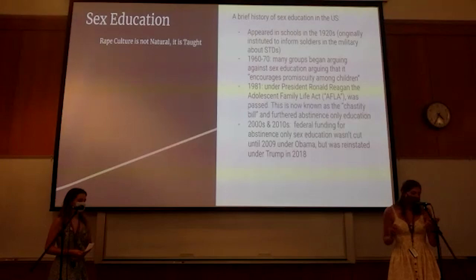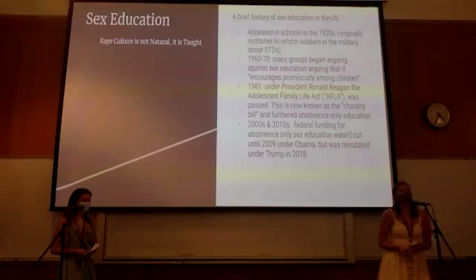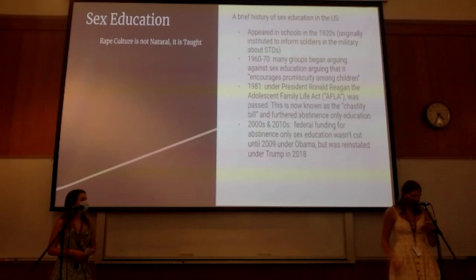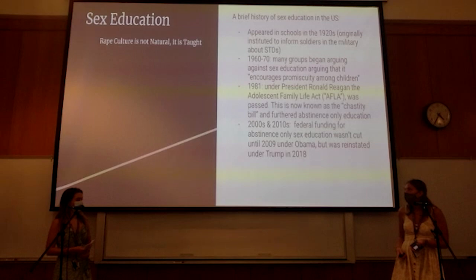And then in 1981, under President Ronald Reagan, the Adolescent Family Life Act was passed, and this became known as the Chastity Bill. This was federal funding for abstinence-only sex education. This continued throughout the 90s, and the only time federal funding has been cut for abstinence-only was under Obama in 2009, but it was reinstated in 2018 under President Trump.